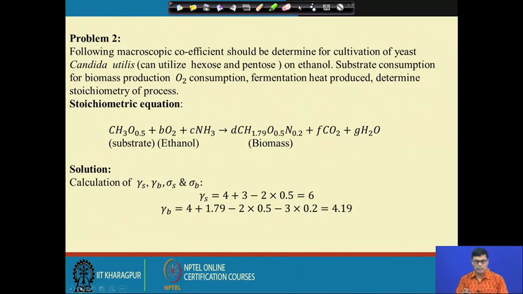Now, the next problem is a little bit different. The following macroscopic coefficients should be determined for cultivation of the yeast Candida utilis on ethanol: the substrate consumption, biomass production, oxygen consumption, fermentative heat produced, and then determine the stoichiometry of the process. So, here the question is a little bit similar to the previous problem. The reason is that in the previous problem we considered glycerol as a carbon source and the organism was Klebsiella, and here we are using ethanol as a carbon source and the organism is Candida utilis. But here we have to calculate not only the oxygen requirement, but also how much heat is evolved, how much substrate is consumed, and what the stoichiometry is, a complete analysis of the process.